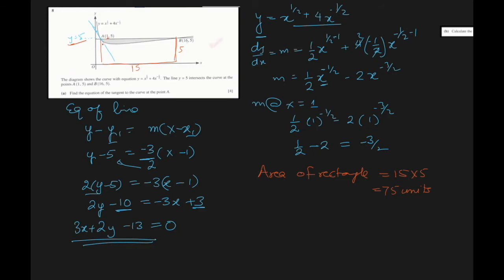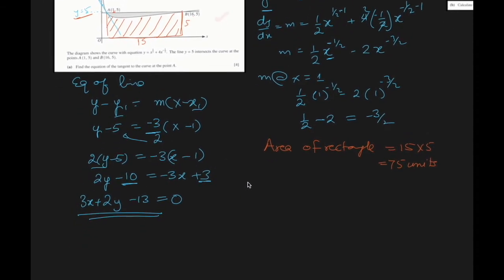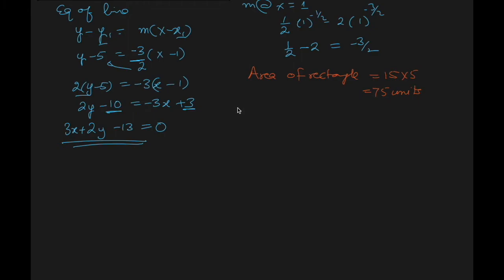Now the difficult part will be to find the area under the curve, which is white, which is not shaded, so we have to remove this area, and this area we'll find by integration. So let's integrate our main equation, which is y equal to x to the power half plus 4 x to the power negative half. Area under curve will be the integration of x to the power half plus 4 x to the power negative half dx.